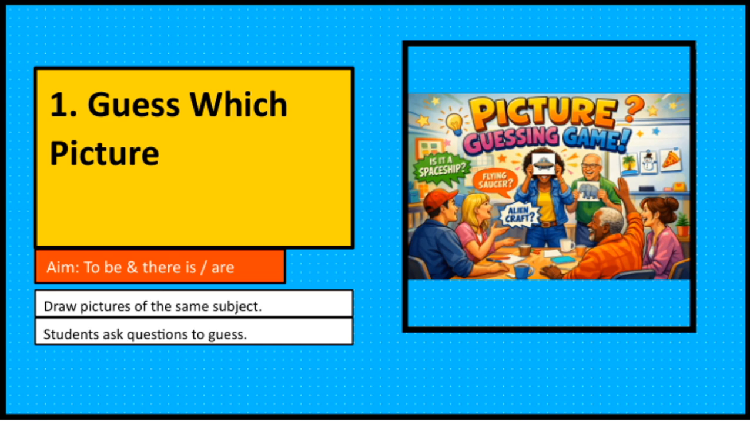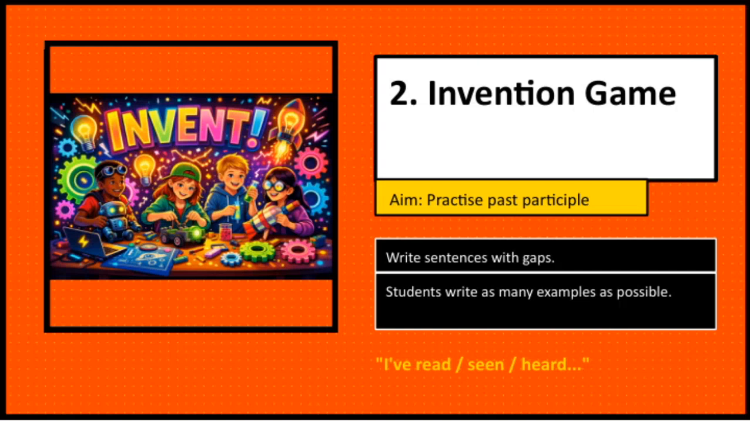So the activity involves guessing which picture is correct by asking questions, like is it big? Or does it have wings? And then drawing the picture of that subject. This way, students get to practice both asking questions and describing images, which makes the learning process more engaging and effective.